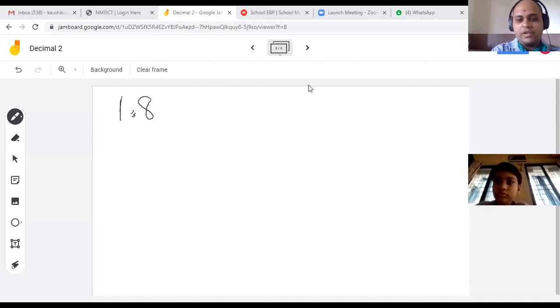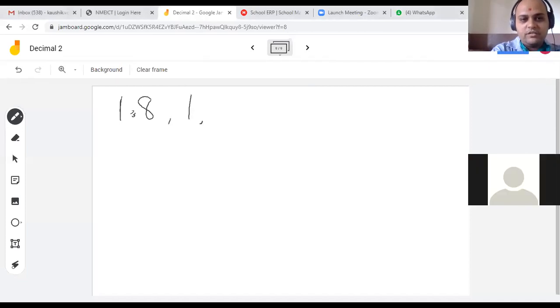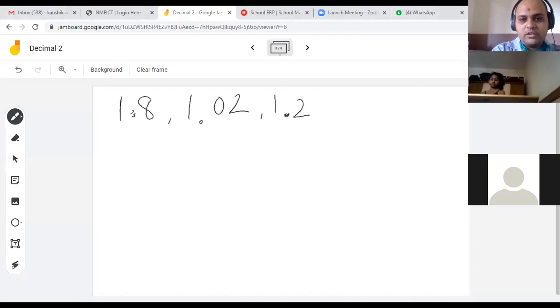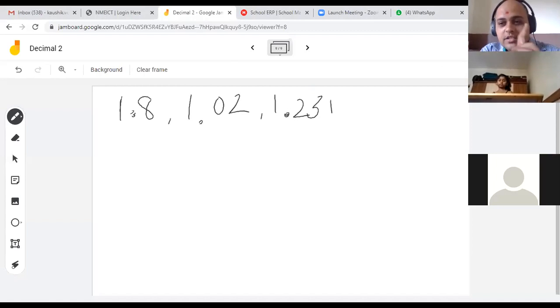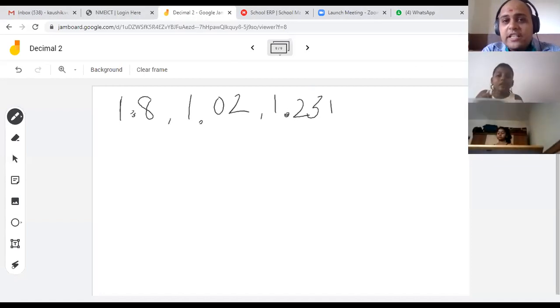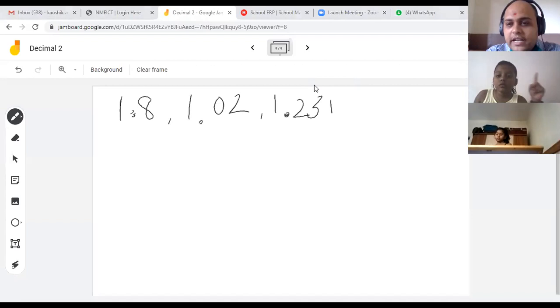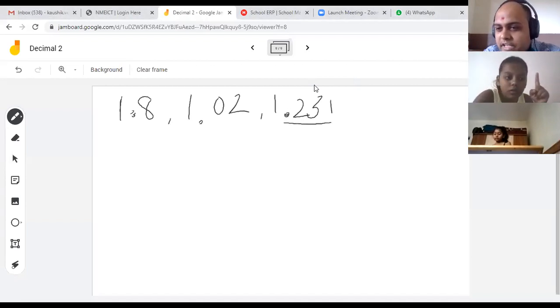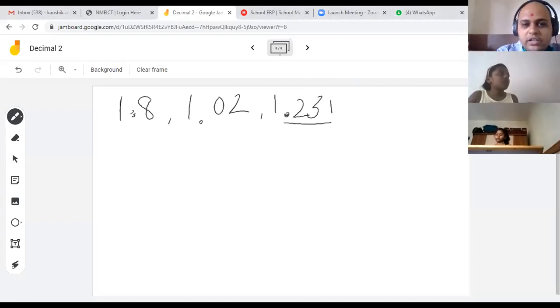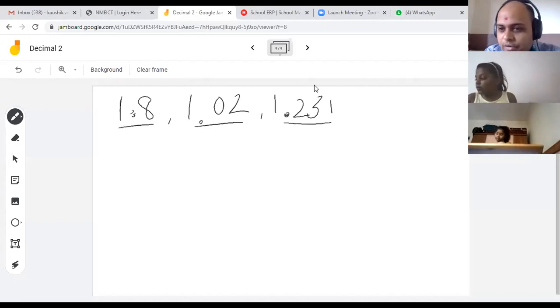Okay, so we have got 1.8, 1.02 and 1.231. These are unlike decimals, like we discussed about fractions. To make them like decimals, the number of digits after the decimal point should always be the same. So what do we see? We see how many digits after the decimal point? Here 3, here only 2, and here only 1.